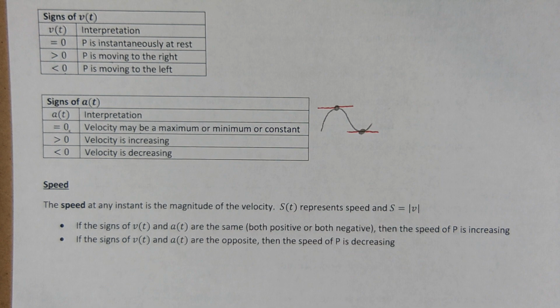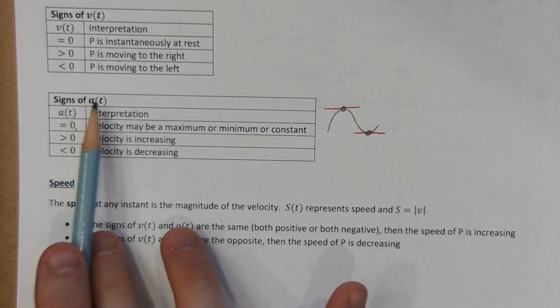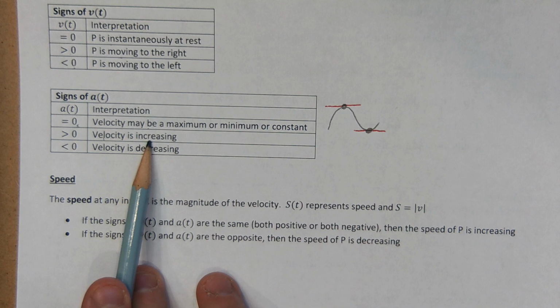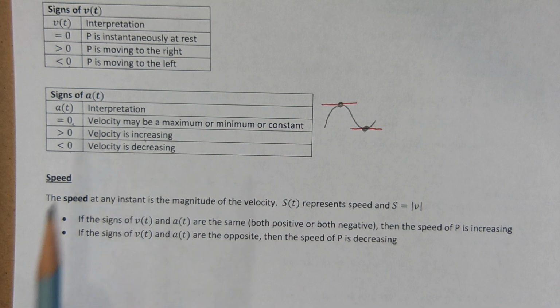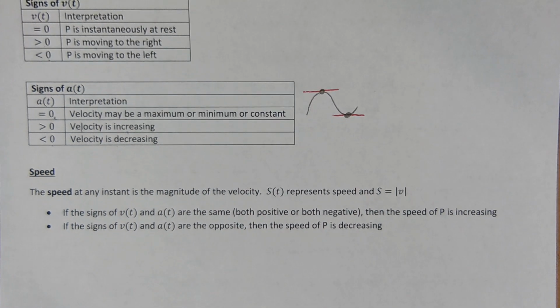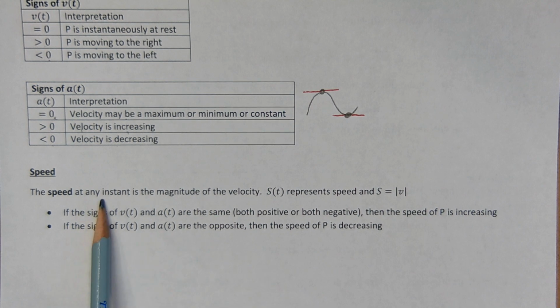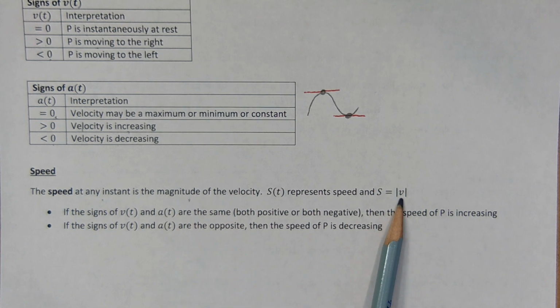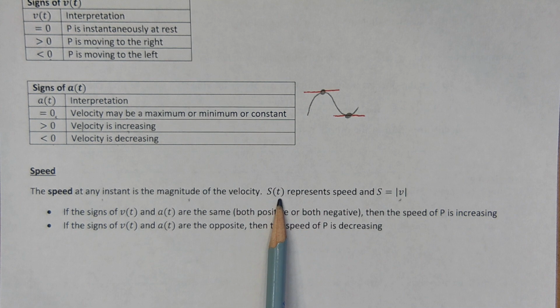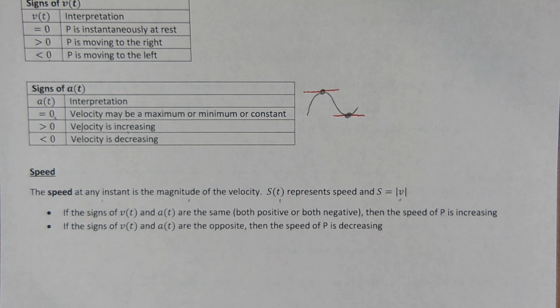If your acceleration is positive, that means your velocity is increasing. And if your acceleration is negative, that means your velocity is decreasing. And speed. See, speed is not the same thing as velocity. Velocity is speed and direction. Speed has no direction. So the speed is the magnitude of the velocity, meaning the absolute value of the velocity. And we use capital S for speed, lowercase s for displacement. I know, it's terrible, but it is what it is.